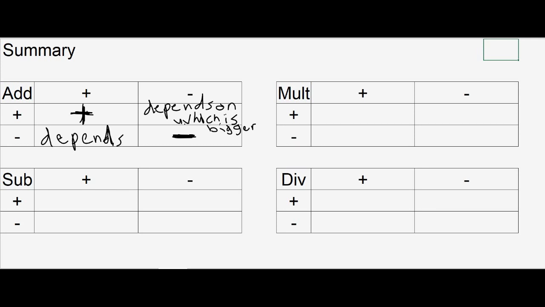And when we subtract two positive numbers, whether the answer is positive or negative really depends on which number is bigger. If the first number is bigger, your answer is positive. If the second number is bigger, initially in elementary school, we're told we can't do that.